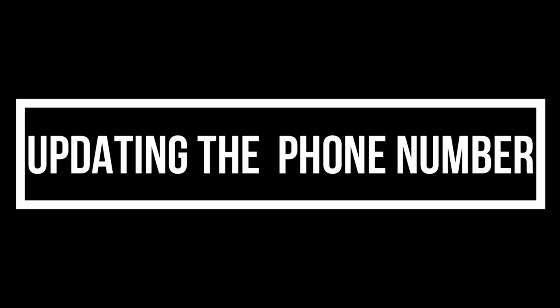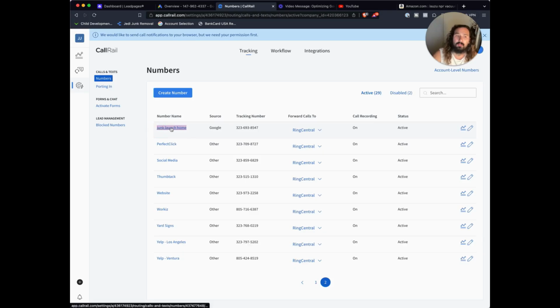So yeah, all right guys, we do need to make some adjustments on the landing page. I made two numbers, Junk Launch Home, Junk Launch Google Ads. We're going to use Junk Launch Home. Okay, that's going to be the new number.